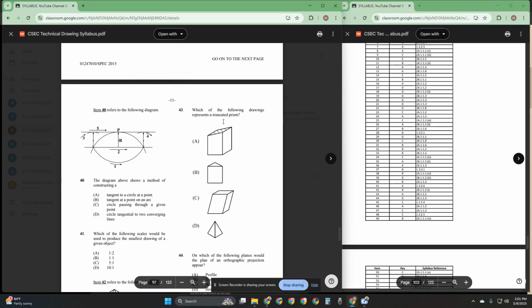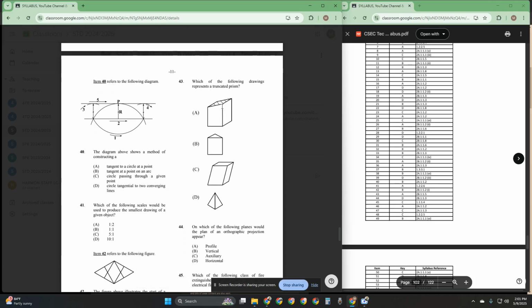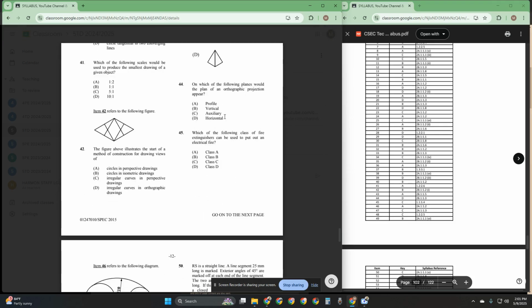43. Which of the following drawings represents a truncated prism? Truncated prism. So you have A, B, C, or D. And they say that the answer is A, and I agree. 43A.